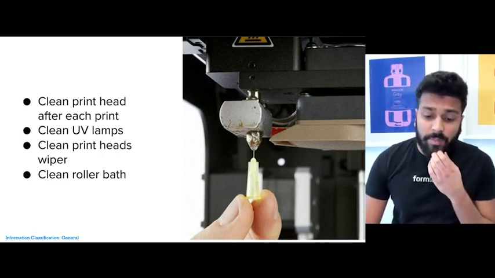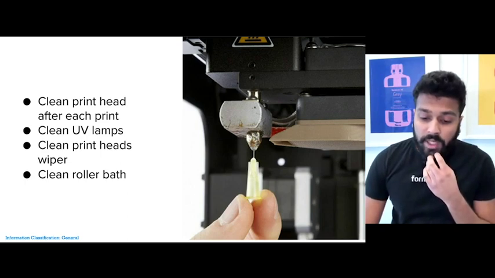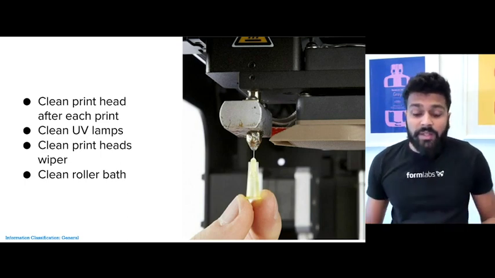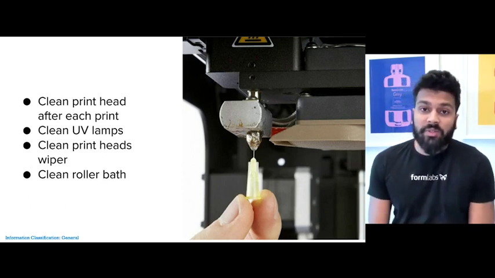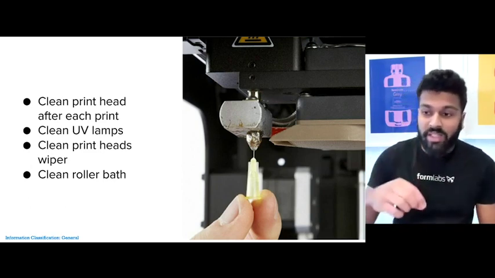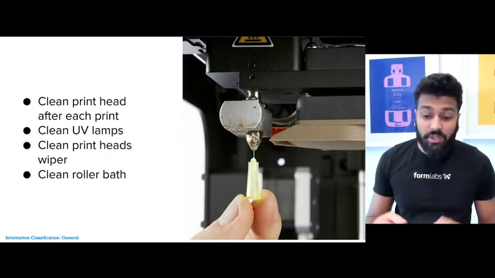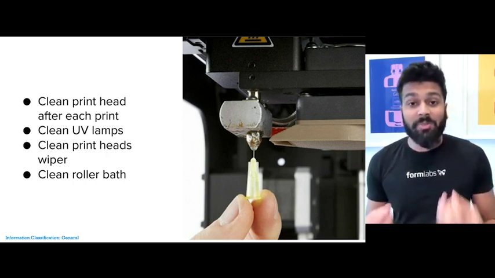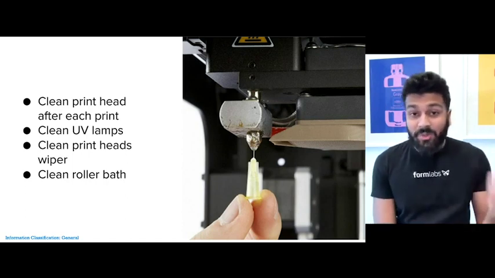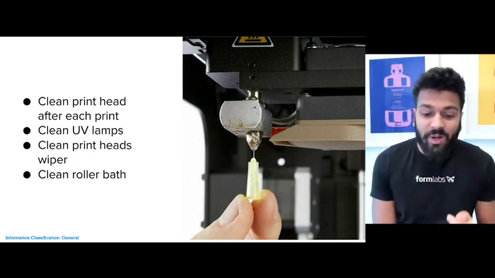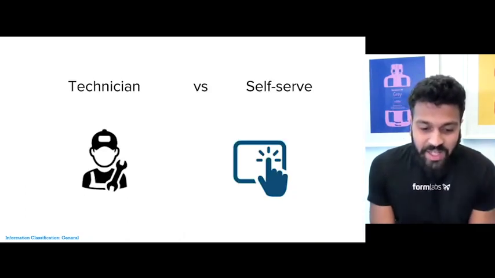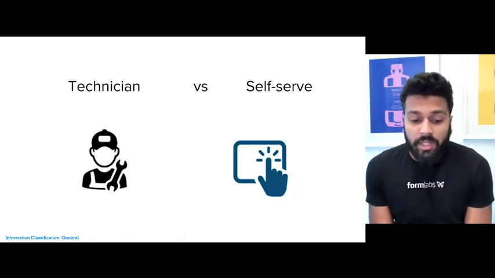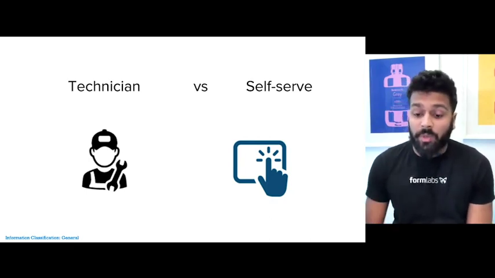First is cleaning. Let's look at an FDM machine and what's needed for cleaning and maintenance. You'll probably have to clean your print head after each print. This is a hot print head extruding plastic, and it'll get clogged over time. There will be many times you'll actually burn your fingers in this process. Our special guest is going to come on in a couple of moments and offer some insight into this specifically. You probably also have to clean UV lamps and print head wipers over time as well. So that maintenance is good to factor in.